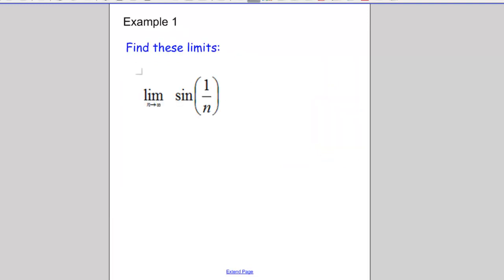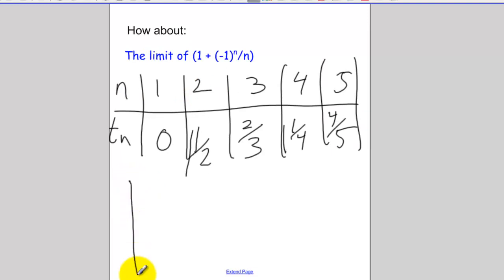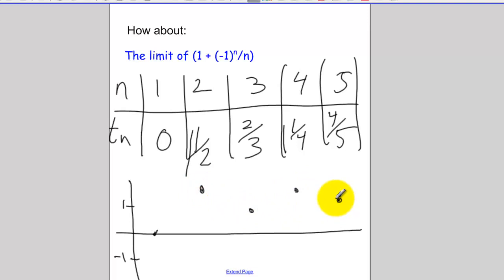So you can see how we're kind of dancing around here. When we put in 1, we're at 0. 2, we're at 1 1/2. 3 we're at 2/3, 4 we're at 1 1/4, 5 we're at 4/5. And see how this is getting closer and closer and closer to 1. Because basically this part is getting closer and closer to 0. But we're approaching 1 from different sides of 1. And that's what makes this one a little different.